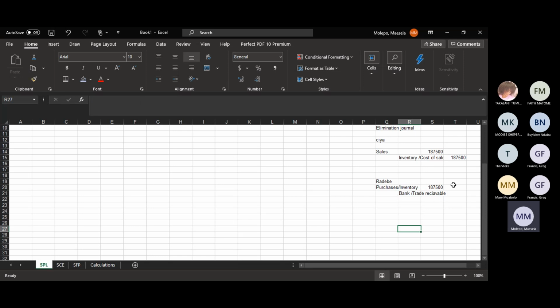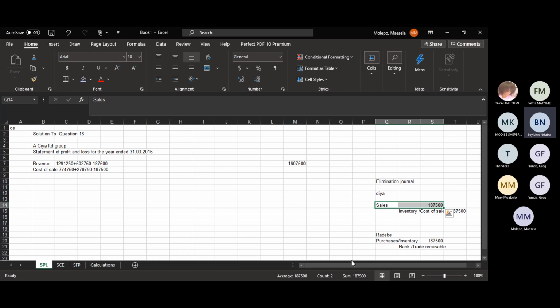So this needs to be eliminated because SIA is selling to Hadebe. Melia, are you typing something? Because my screen is blank. Maybe I must minimize. Yes, I'm typing. Okay, I wasn't seeing. Okay, there. Can you see it? Minimize, yes.